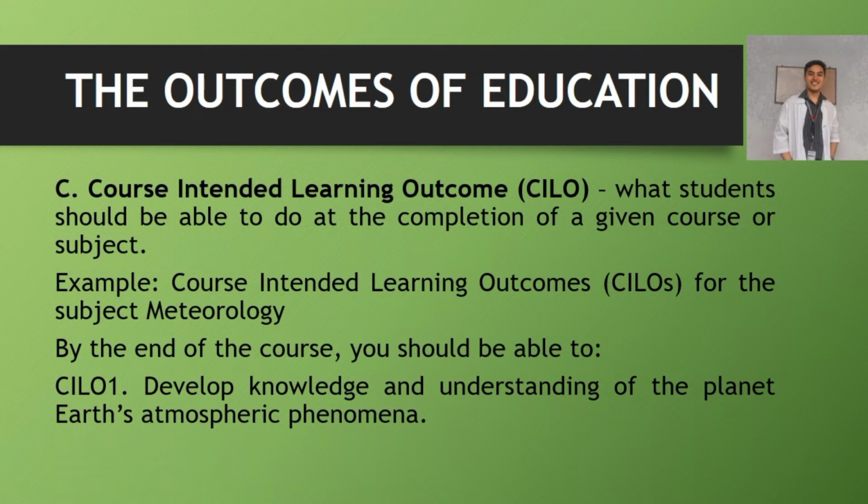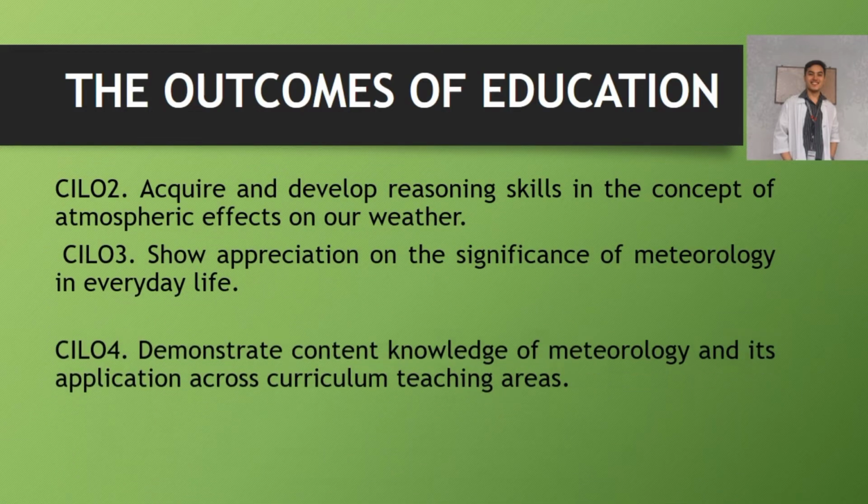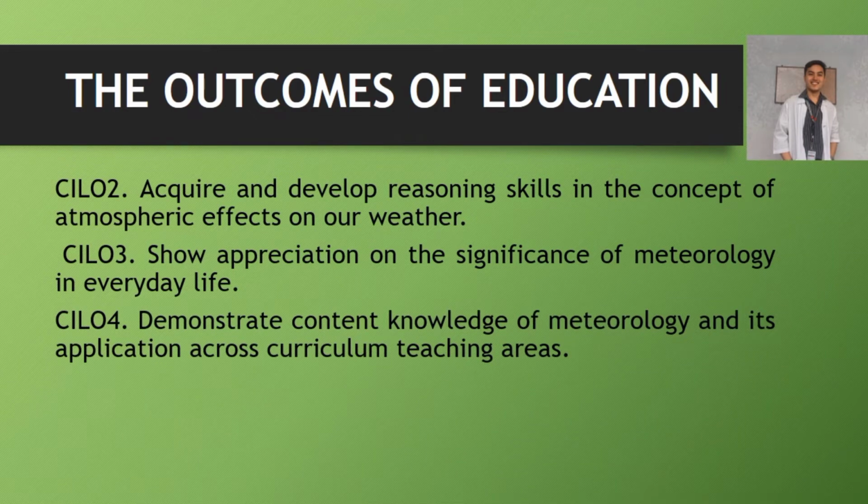a process of learning. Say for example, here are the course intended learning outcomes for the subject meteorology. By the end of the course, you should be able to: first, develop knowledge and understanding of the planet Earth's atmospheric phenomena. Second, acquire and develop reasoning skills in the concept of atmospheric effects on our weather. Third, show appreciation of the significance of meteorology in everyday life. And fourth, demonstrate content knowledge of meteorology and its application across curriculum teaching areas.